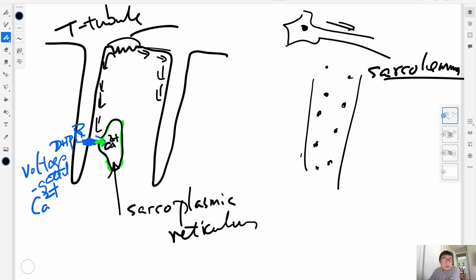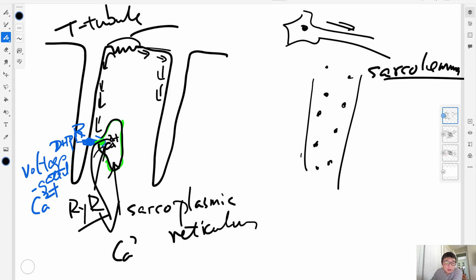Normally, when the muscle is not contracted, all the calcium stays in the reservoir, and this reservoir has an on and off cap. This green one is called RYR. RYR is a very important protein because it is very close to DHPR. When DHPR changes shape, RYR also changes shape, and then releases the calcium out of the sarcoplasmic reticulum.